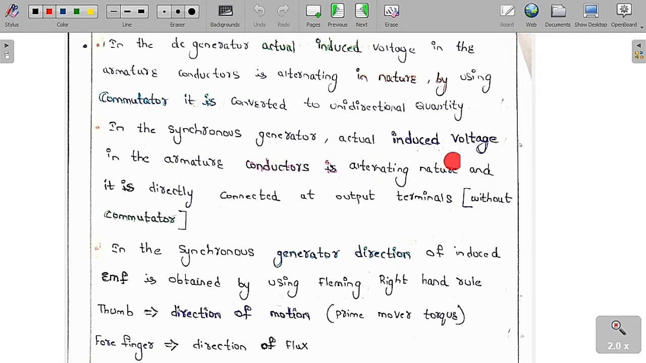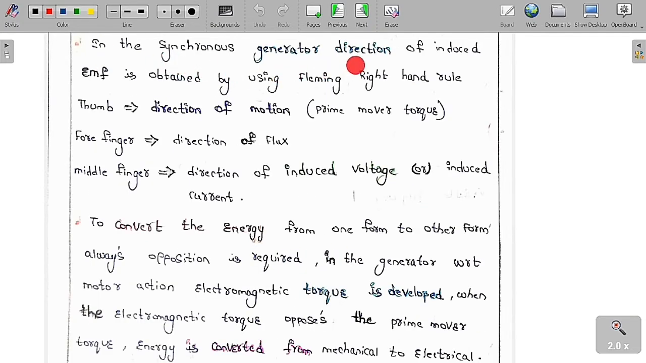In the synchronous generator, actual induced voltage in the armature conductors, which are placed on the stator, is alternating in nature, and it is directly connected at the output terminals without any commutator.